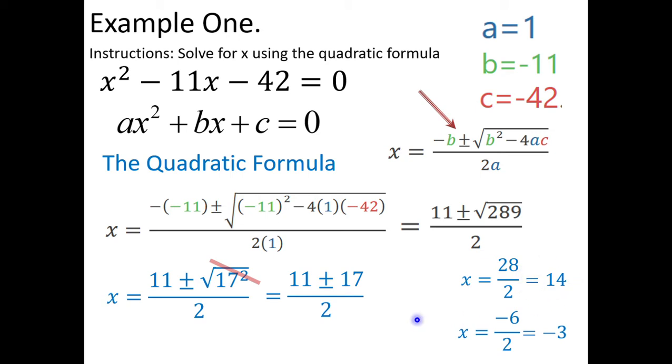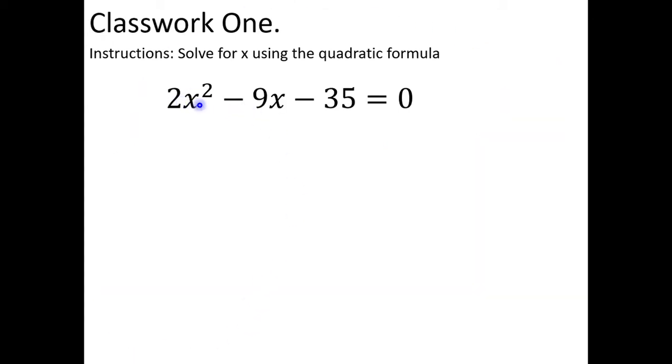Okay, let's try classwork. It looks just exactly like this problem. You may want to go back and watch this example over again. Here's your problem. You're going to identify what is A, what is B, and what is C, and you're going to plug them into the quadratic formula, and it's going to give you back two answers. X could be two different things. So pause your video, go back and rewatch example number 1 if you need to. Pause your video, and then try this problem. Then we'll come back and compare answers.